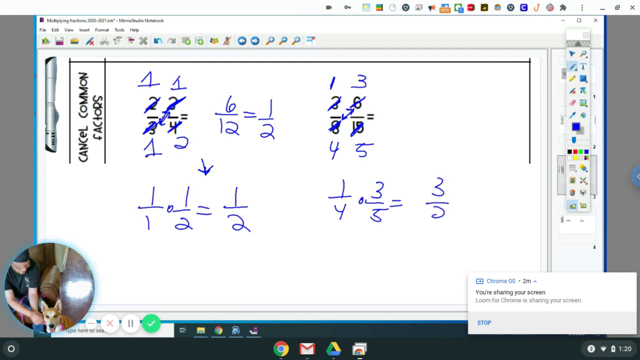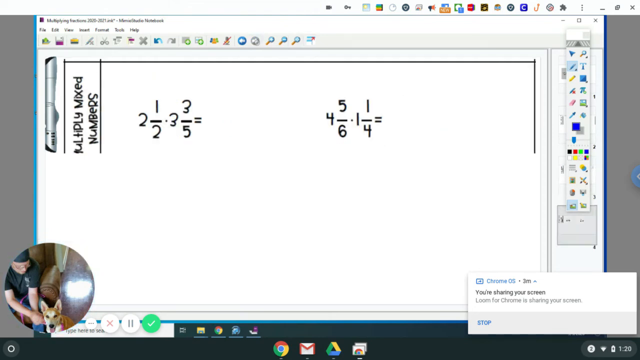If I just multiplied it without simplifying it, you would have gotten 6/12, which reduces down to 1/2. This just saves you time, just in case your fractions get really large, which does happen. So let's try that again.